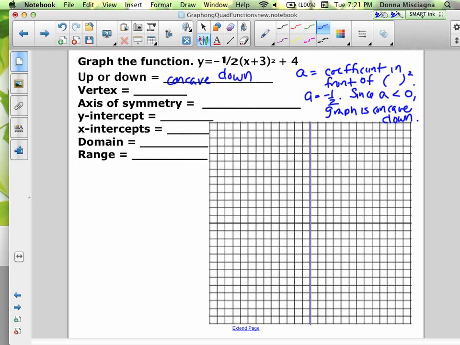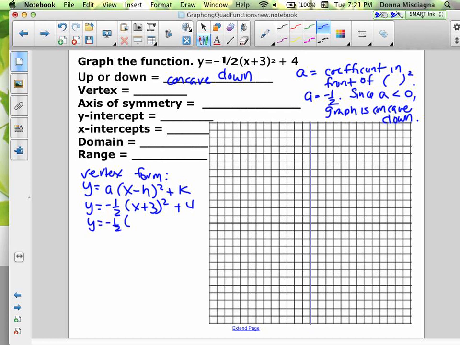Our vertex. And so this is vertex form, so our vertex is really, really easy to identify. Just a reminder, this is what vertex form looks like: y equals a times x minus h squared plus k. So our equation is -1/2 times x plus 3, so that means that is really x minus a -3. So our vertex is going to be at -3, 4.